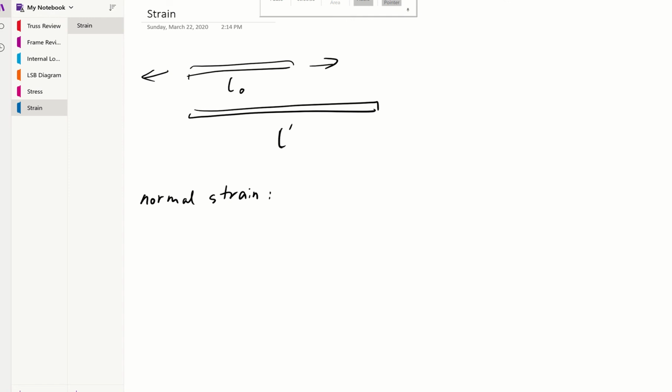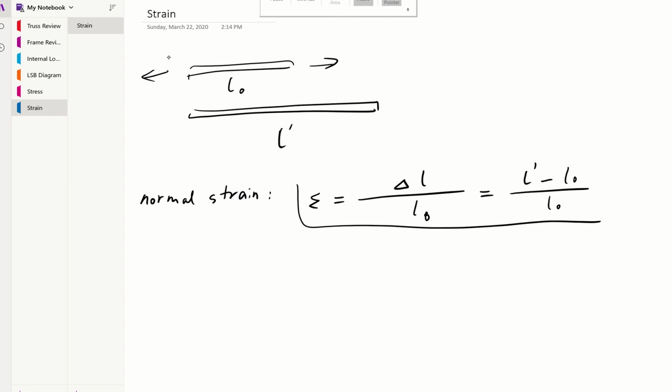Normal strain has a symbol, epsilon. Epsilon is defined as the change, delta, in length over the original length L naught. So we could rewrite this as the final length L prime minus the original length, then divided by the original length. So that's our definition for normal strain.